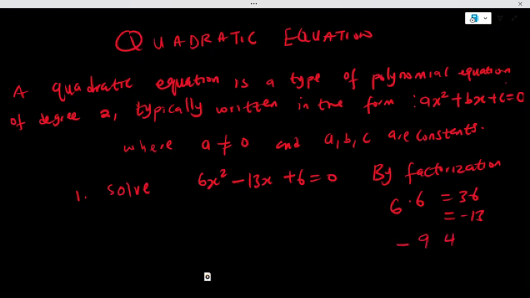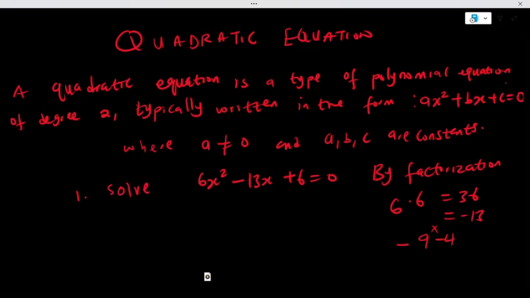If you put minus here, and you add minus 9 and minus 4, you get minus 13. And if you multiply minus 9 times minus 4, you get 36. It means our two factors are minus 9 and minus 4. The factors are the addition and the multiplication of those numbers. So our minus 13x will now be replaced by minus 4x minus 9x.